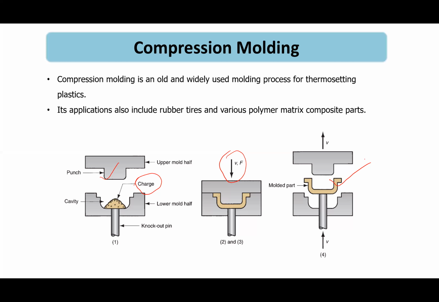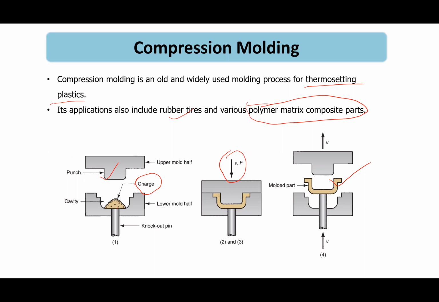Compression molding is basically used for thermosetting plastics, which can be melted only once. Melt it, then produce a part, then you cannot remelt it. For thermosetting plastics, this is used not only for tiles or rubber tires, but this process is also widely used for manufacturing polymer matrix composite parts.